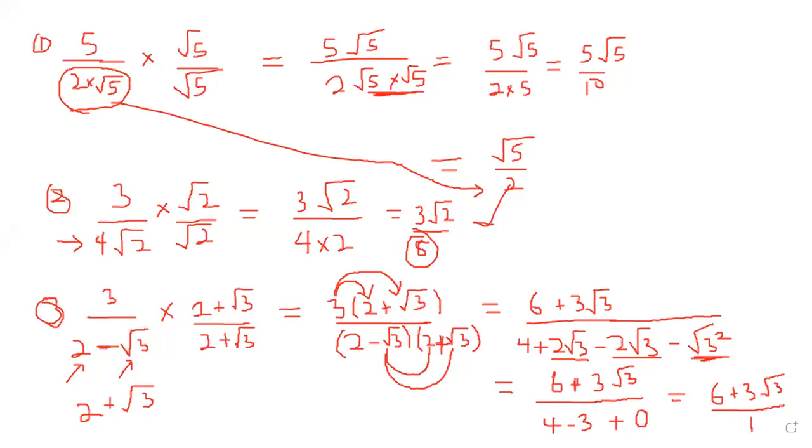Yes, Felix. Please, how do you manage to get the root 3 squared? Can you hear me, sir? Yes, I can hear you. Root 3 times root 3 gives you root 3 squared. Okay, thank you, sir. You're welcome.